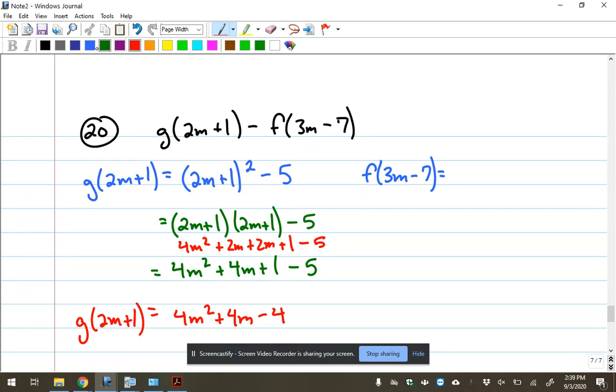Now let's go over here and do the work to find f of 3m minus 7. So that's going to be -4 parentheses 3m minus 7 plus 9. Multiply: -12m plus 28 plus 9. Negative times negative is positive.